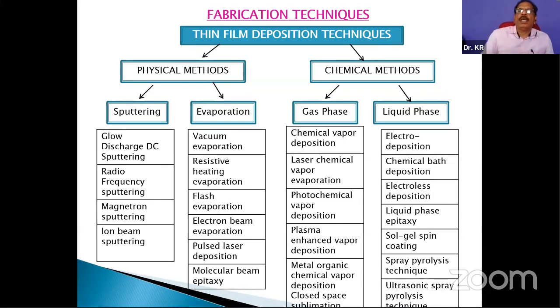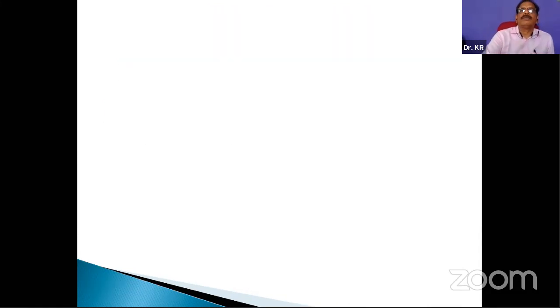laser deposition. The chemical methods are further classified into two types based on the state of the starting or precursor material. Thereby, they are classified into gas phase and liquid phase. In the case of liquid phase, there are some important methods we are going to discuss: chemical bath deposition, SILAR, successive ionic layer adsorption and reaction technique, and spray pyrolysis technique.